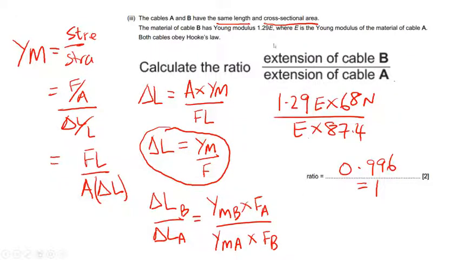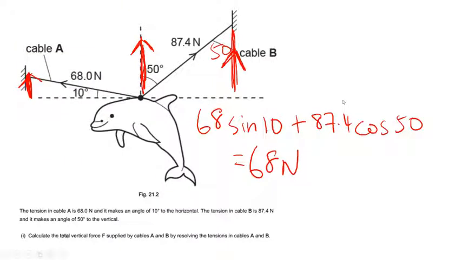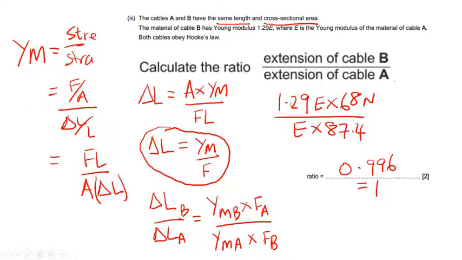Now, in the question, you're given the Young's modulus of B is 1.29 E. The Young's modulus of A is just E. And in the previous question, you have A is 68 newtons and B is 87.4. So if you substitute all that in, 1.29 E times 68 divided by E times 87.4, you end up with approximately 1.